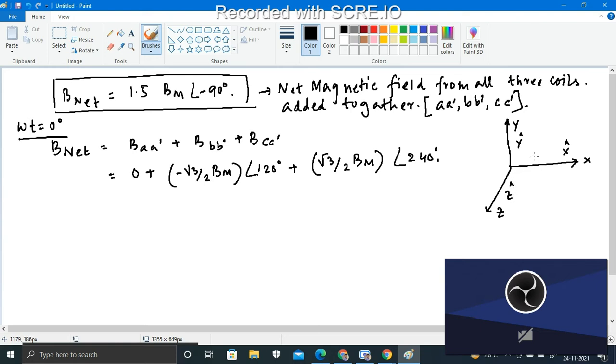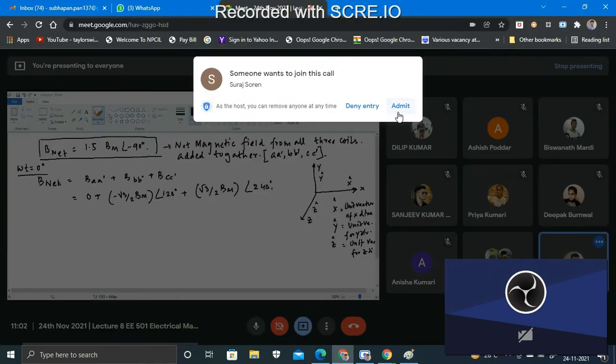So x bar, that is actually the unit vector in the direction of the x axis. This will be the unit vector of the x direction, and y bar is actually the unit vector for the y direction, and z bar is actually the unit vector for the z direction. So these are the things we have to assume.